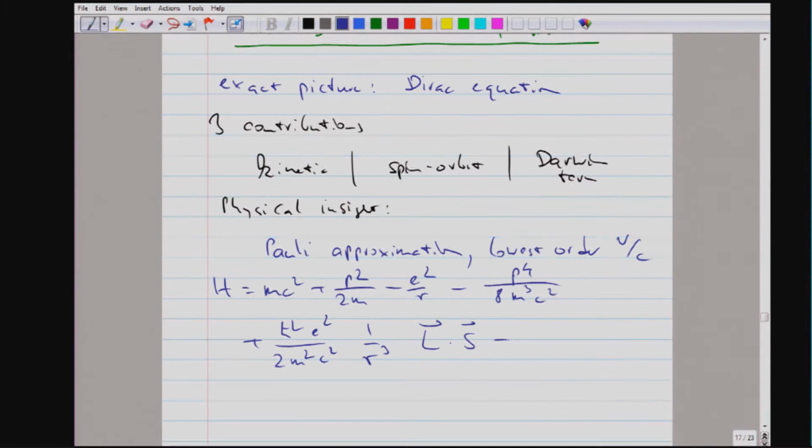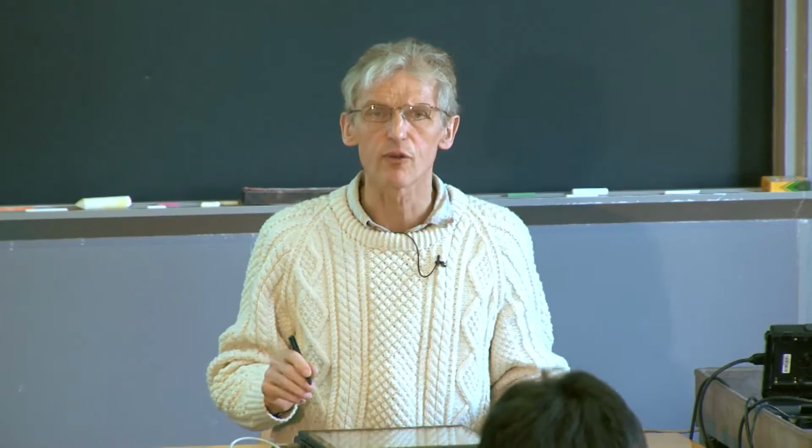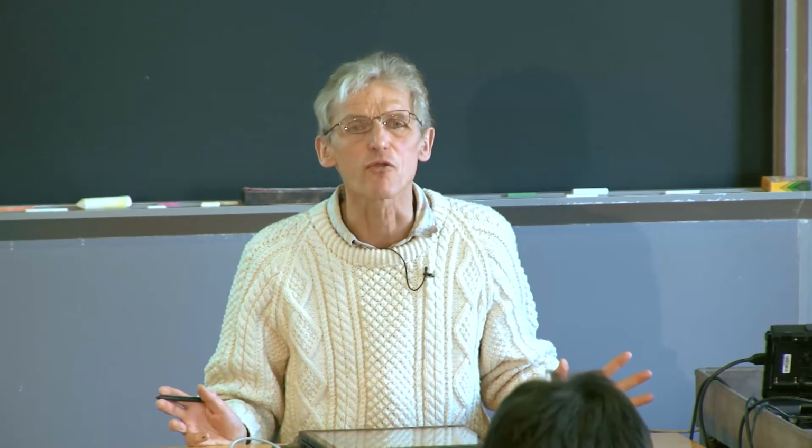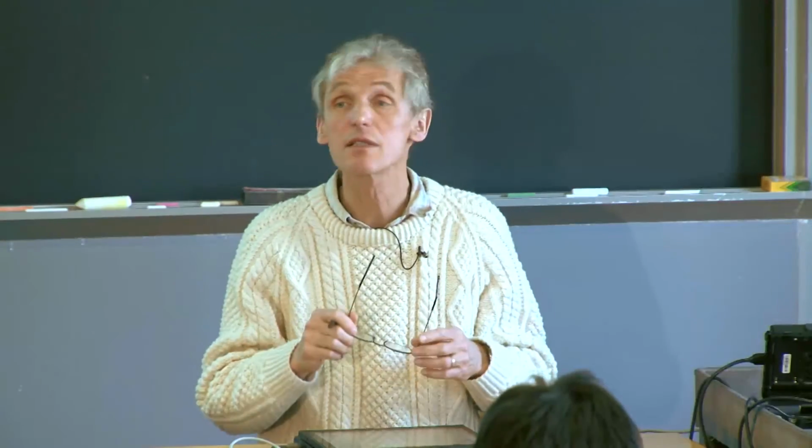And then there is the third term, which we will identify as the Darwin term, Laplace operator E square over R. So we have a kinetic energy correction, we have a spin-orbit correction, and we have a Darwin term. And what we want to do in the next 45 minutes or so is look at each of those. Any questions?